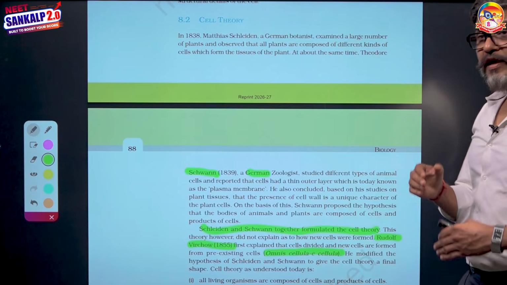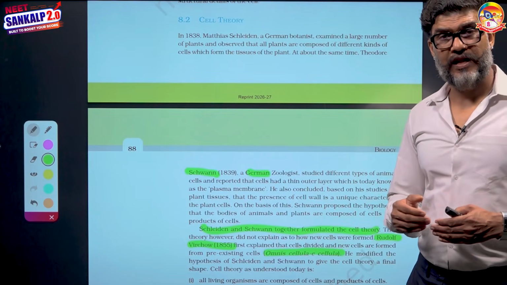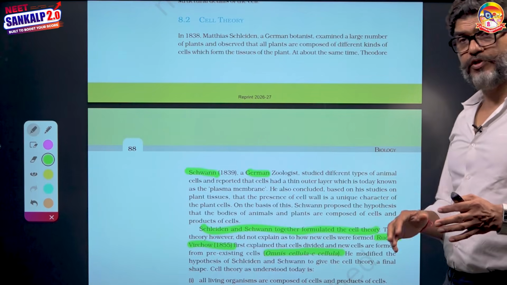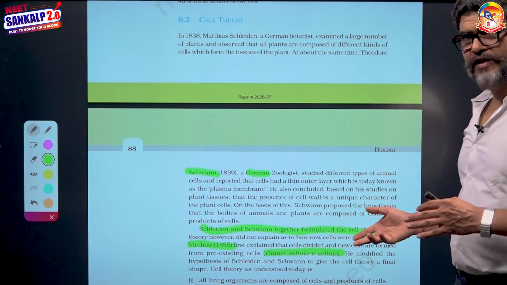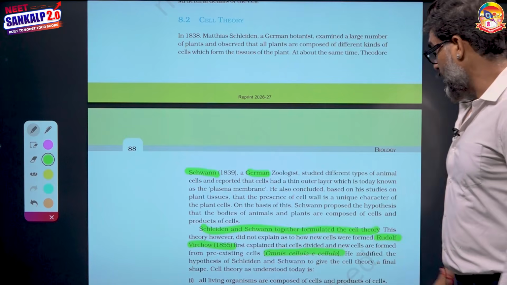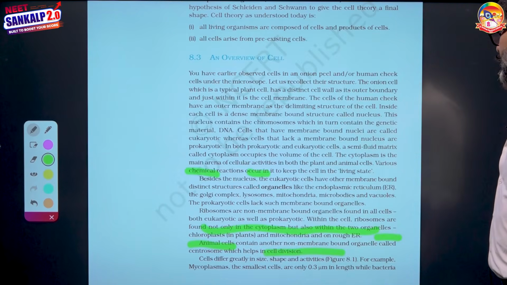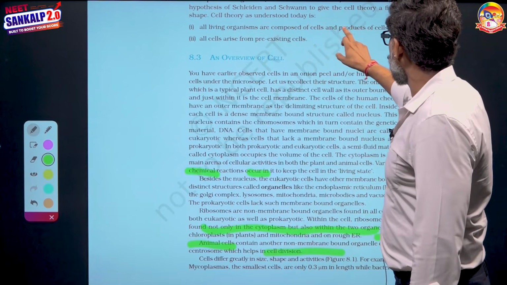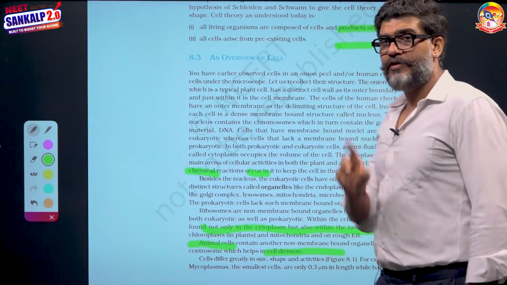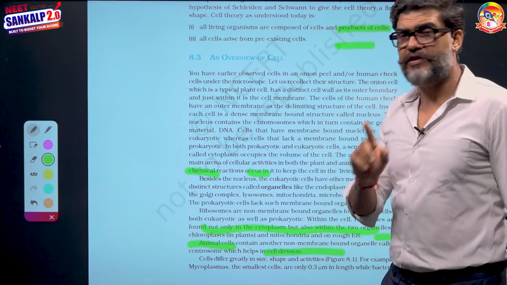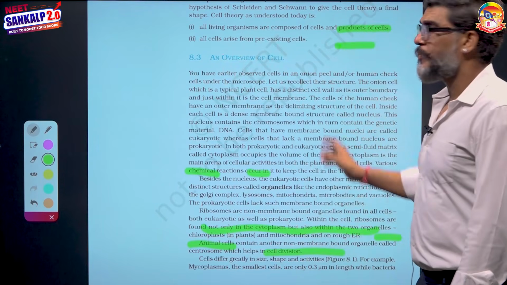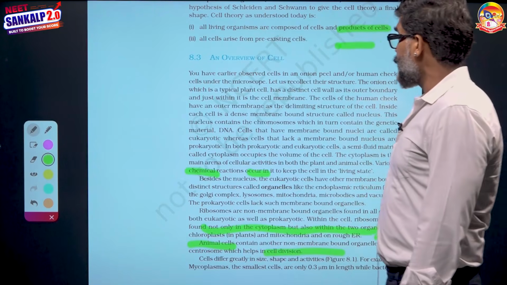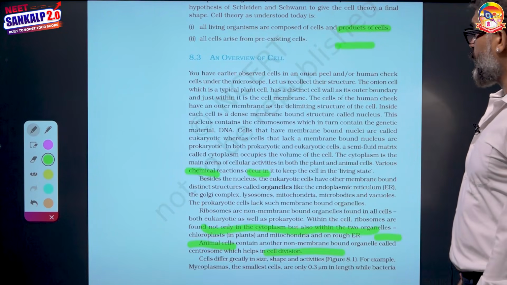In this manner he gave the idea of how new cells arise, and he modified the hypothesis of the cell theory as earlier suggested by Schleiden and Schwann. So now there are two opinions. What are they? That all living organisms are composed of cells and the products of cells. Products of the cells means tissues, organ systems, etc. All cells arise from pre-existing cells, omnis cellula e cellula. This part you have to keep in your memory.